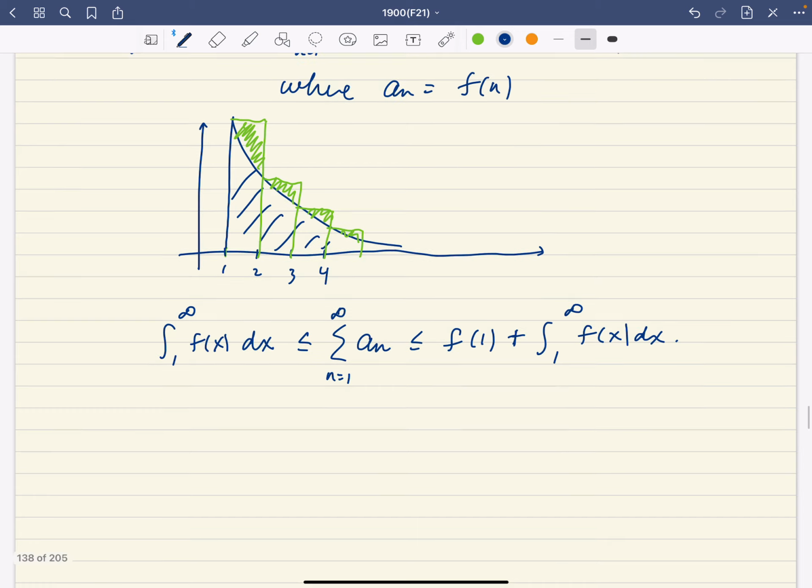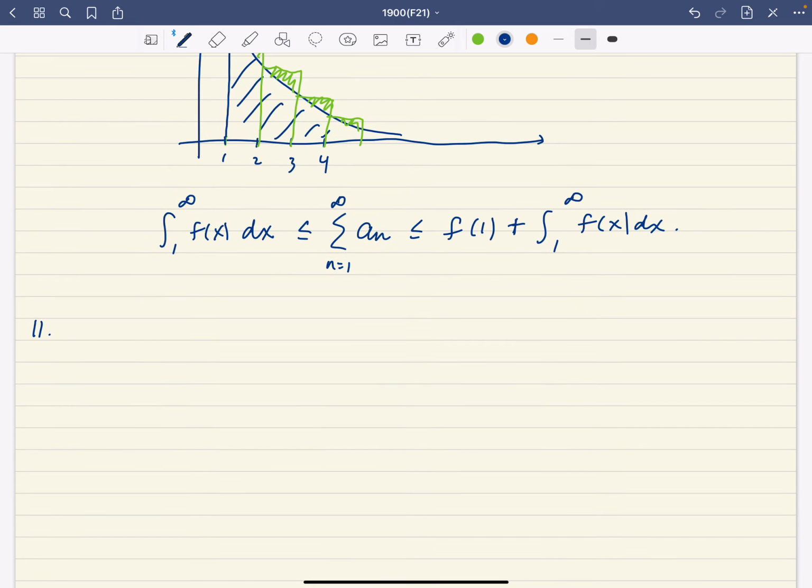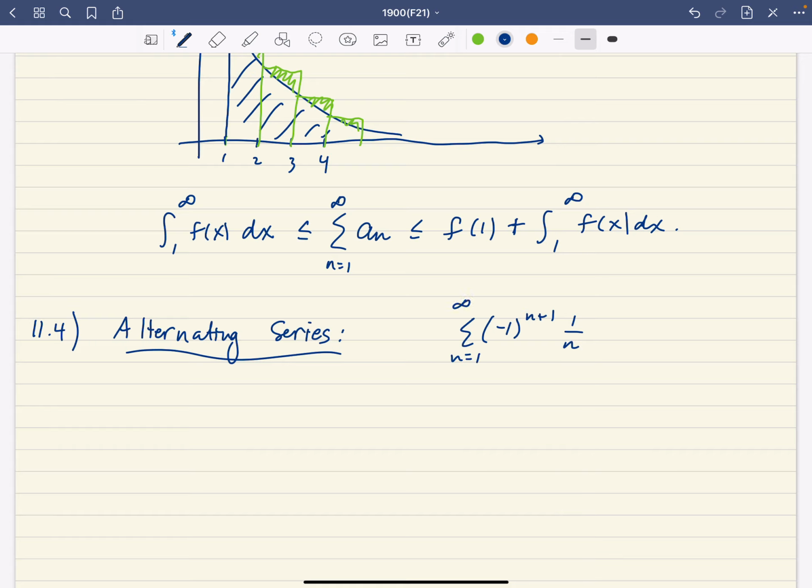Now, in 11.4, and that's really the content of this video, we're going to talk about what are called alternating series. What's going to happen here is we're going to be looking at things like negative 1 to the n or negative 1 to the n plus 1 times some sequence, let's say 1 over n or 1 over n squared or something like that. And in this case, if n is 1, we get 1.